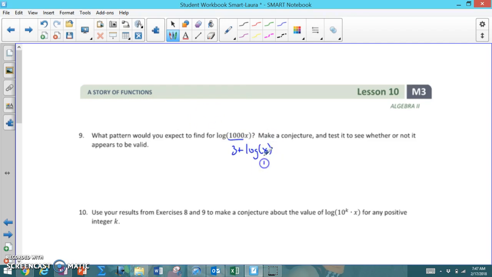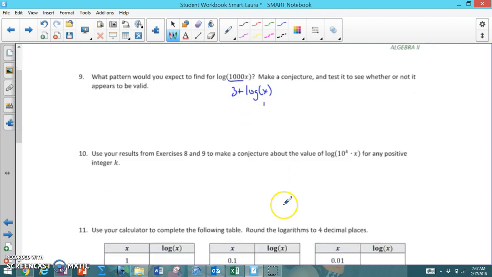Ultimately, in number 10, we are looking to write it for any positive integer k, because again, we have only been looking at positives so far. And so for this one, we can write the log of 10 to the k times x will equal that exponent, because log of 10 to the k is k, plus the log of x. Now again, right now we're saying for any positive integer k.